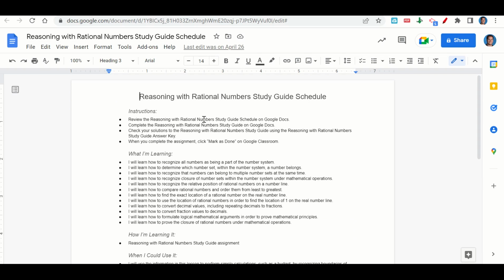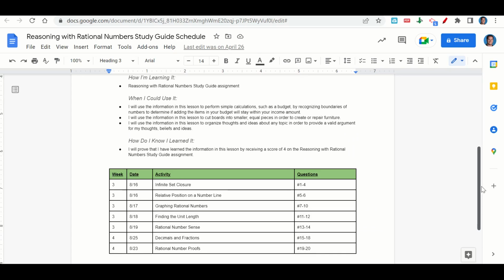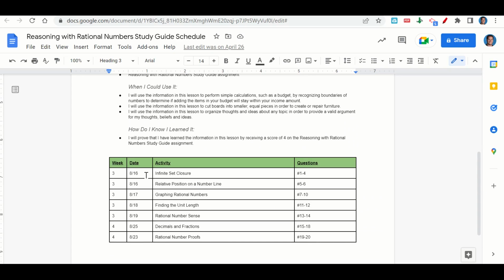Now, to make sure that we stay on track, I've also included a study guide schedule. So this tells you when you should be able to complete everything. By August 16th, you should be able to do the infinite set closure part, which is questions 1 through 4. Also, on the 16th, you should be able to do the relative position on a number line part, which is numbers 5 and 6.